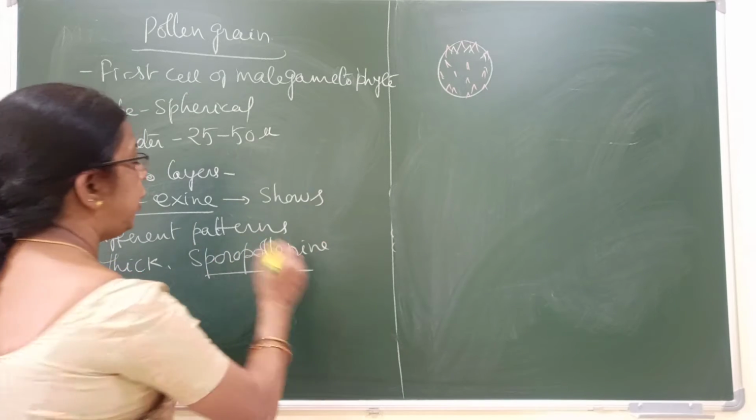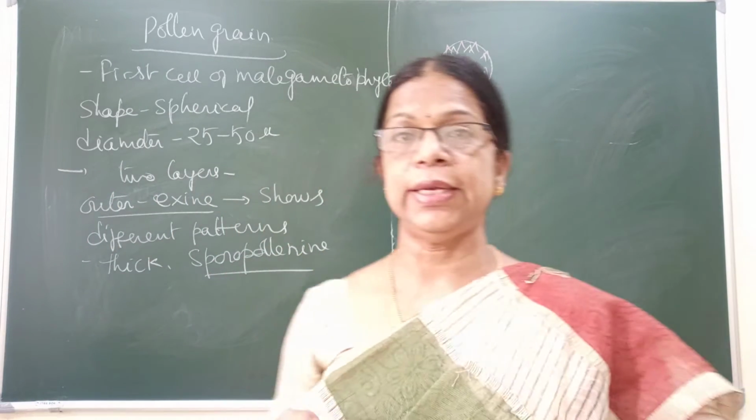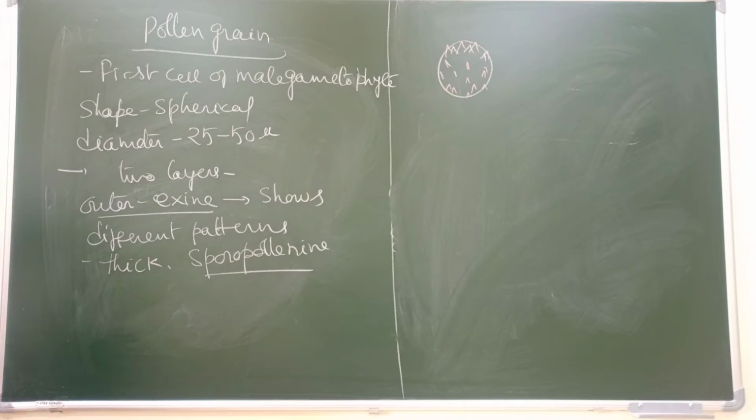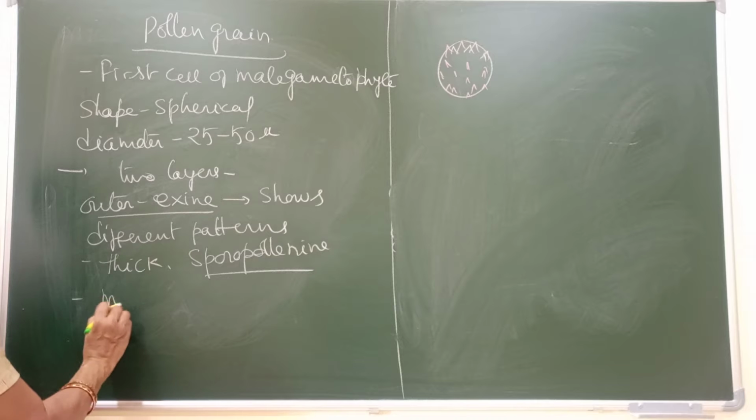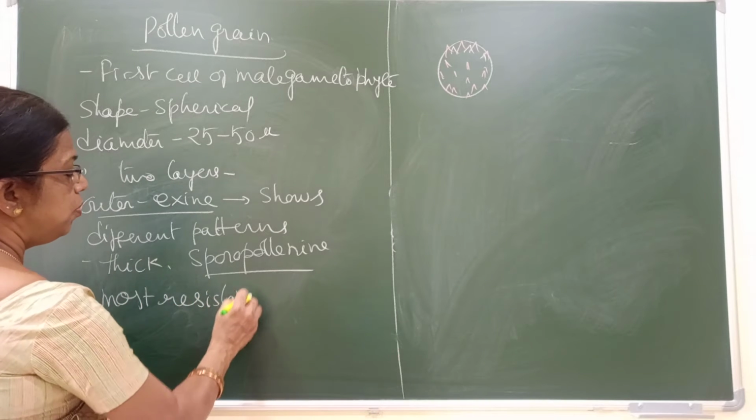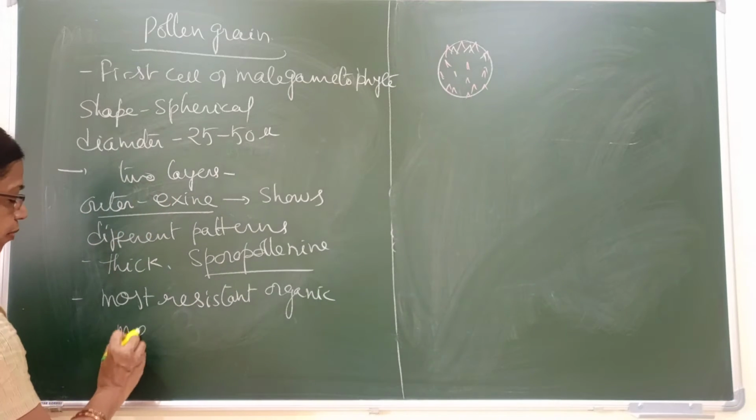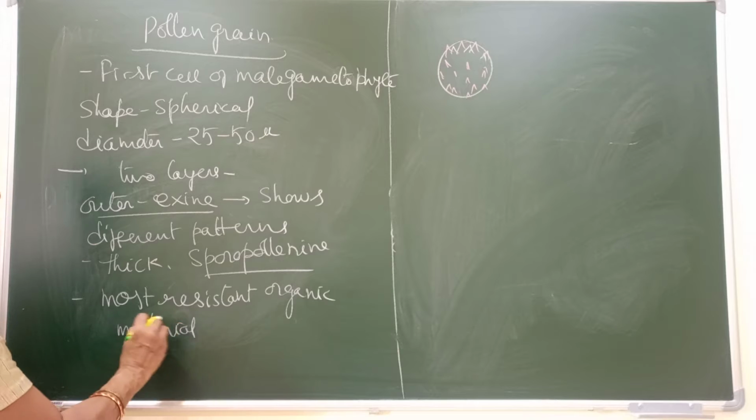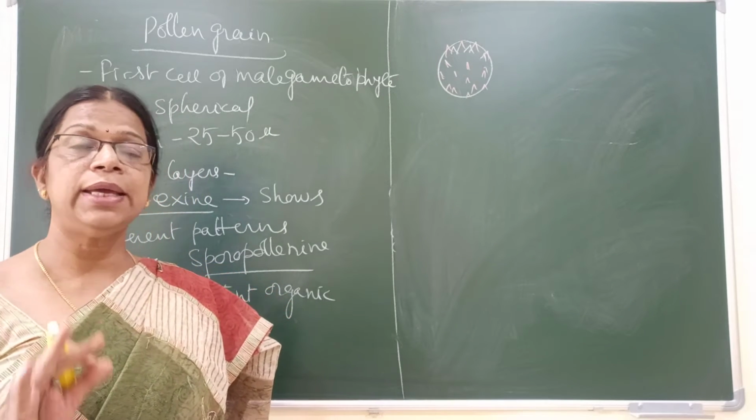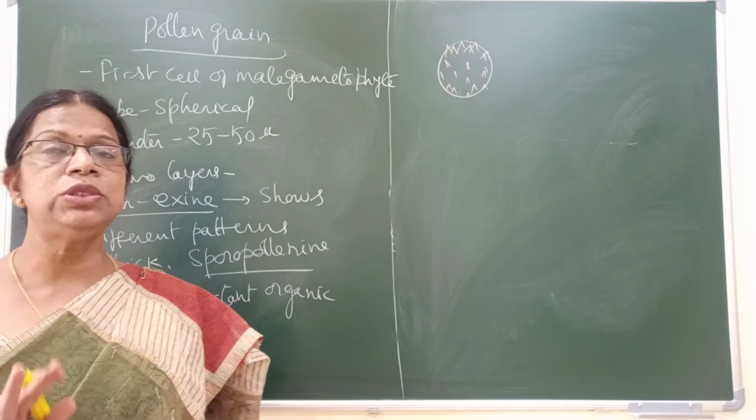This sporopollenin is secreted by the tapetum. Sporopollenin is the most resistant organic material present on the earth. It cannot be acted upon by strong acids, strong alkalis, high temperatures, or host enzymes.